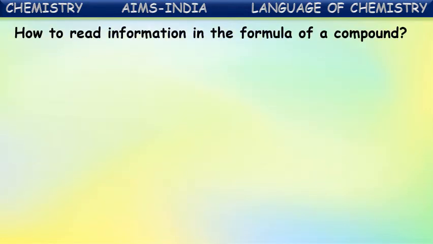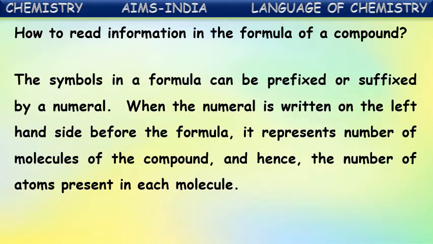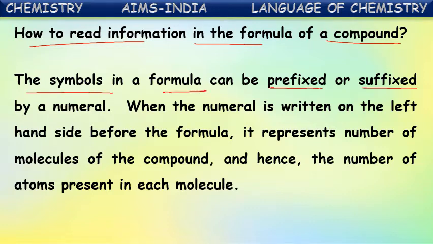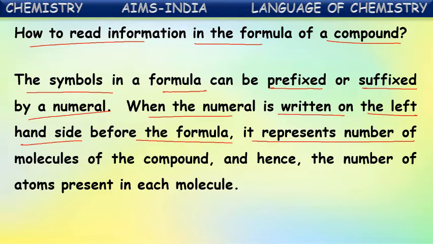Come to the next. How to read information in the formula of a compound. The symbols in a formula can be prefixed or suffixed by a numeral. When the numeral is written on the left-hand side before the formula, it represents the number of molecules of the compound, and hence the number of atoms present in each molecule.